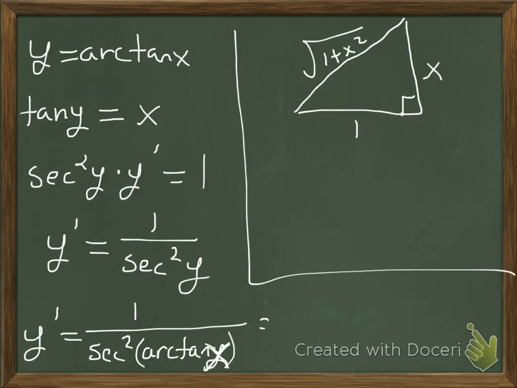Alright, so now we have this is equal to 1 over. So we're going to look at the secant of this angle here, and the secant is hypotenuse over adjacent, so the secant is just the square root of 1 plus x squared, and then since we have the square, we're going to square that, and the square and the square root will undo each other.